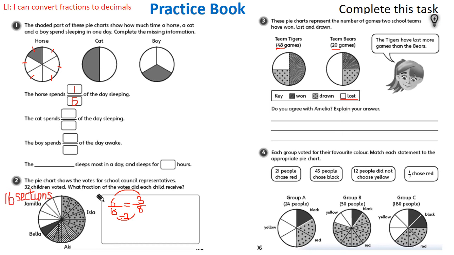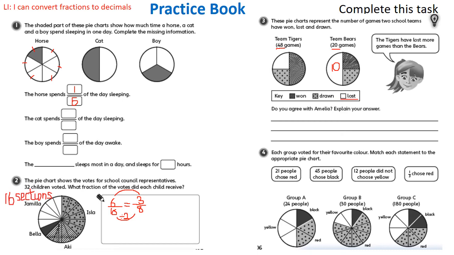Now, I can see for the Bears, they have lost half their games. What's half of 20? Half of 20 is 10. How did I know they'd lost half their games? Because it's half of the circle. Half of the circle is coloured in white. So therefore they lost half of their games.